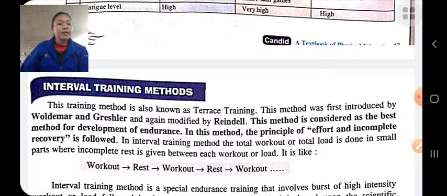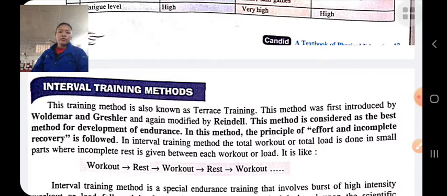In interval training methods, we use the principle of effort and incomplete recovery. The exercise is done at relatively high intensity with intervals of incomplete recovery. We do the activity with high speed and then incomplete recovery.